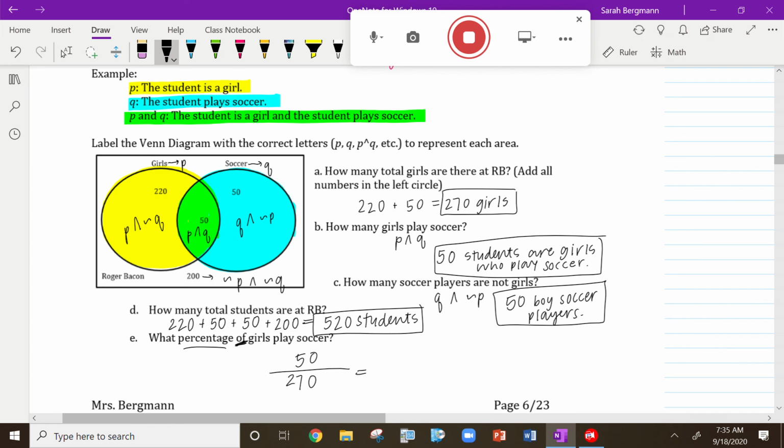So remember, to calculate a percentage, you divide out the fraction first to get a decimal, and then you multiply by 100. So if you'd like to do it all in one step, you can. So we have 50 divided by 270. Those zeros can cancel out if you'd like. And you should get about 18.5%. So about 18.5% of all the girls at Roger Bacon play soccer.